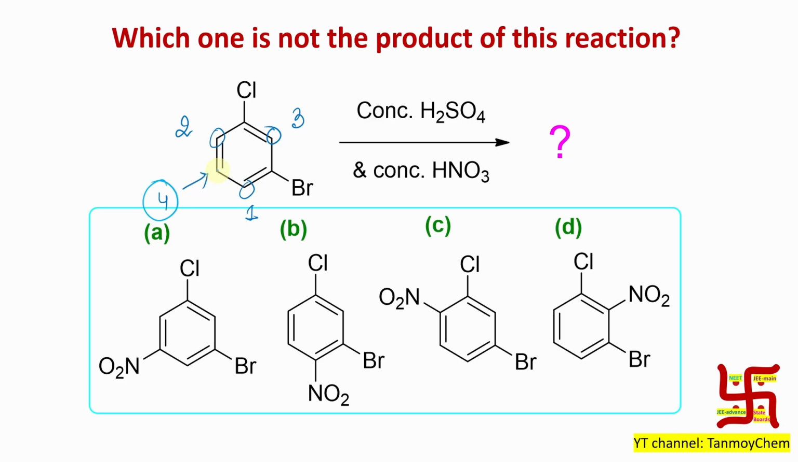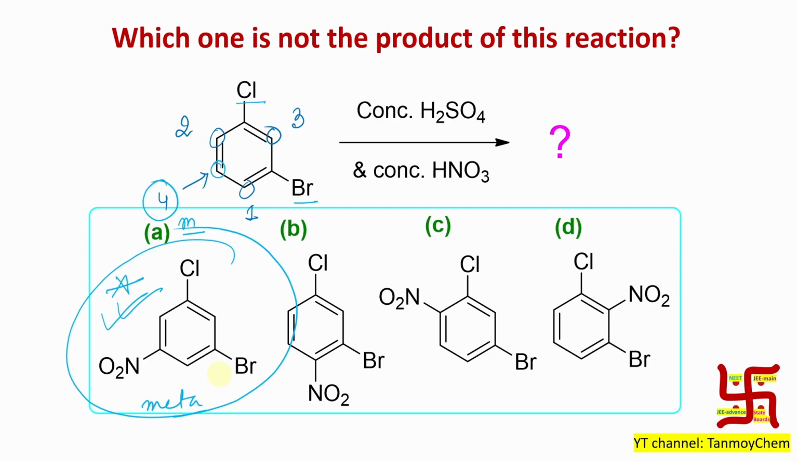Now if you look at this position, it is actually meta with respect to bromine, with respect to chlorine. Since these halogens are ortho-para orienting, this will not be the product. So here, according to our question, who is not the product? Option A. So this is actually the right answer. So I believe it's a very easy question. You have learned a lot. And if this question appears in your exam, look at one thing: ortho-para orienting, and this product is actually meta substitution. So reaction will not take place here. So this will be the product.